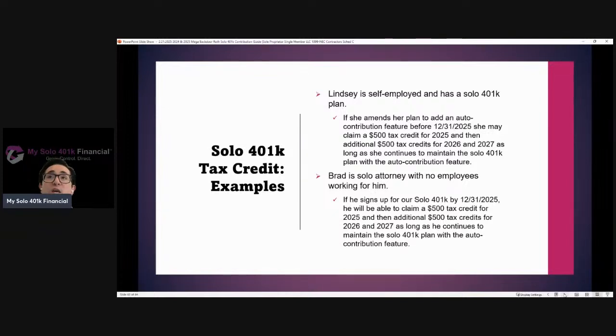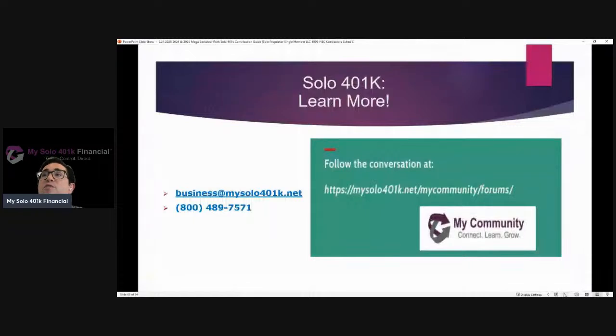Then Brad is a solo attorney with no employees working for him. Therefore, he's eligible to set up a solo 401k. So if he signs up here in 2025, he's going to be able to claim that $500 tax credit when he files his 2025 tax return. Then again, for 2 more years for a total of $1,500, as long as he maintains the plan with us, with the automatic contribution feature.